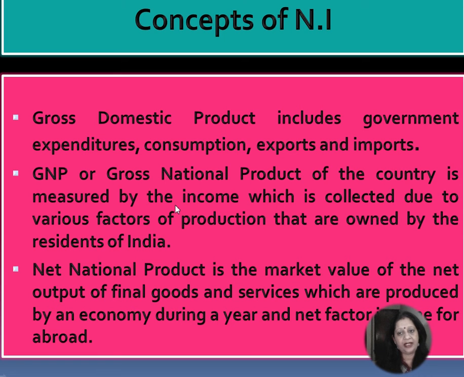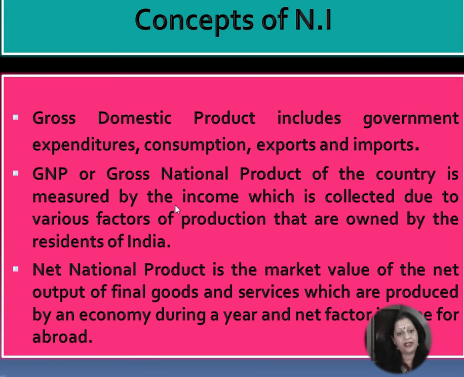Gross domestic product includes government expenditures, consumption, exports and imports. Those activities which are performed by the government on the basis of expenditure, consumption, exports, imports, that is known as the gross domestic product, which are done on the part of the government.